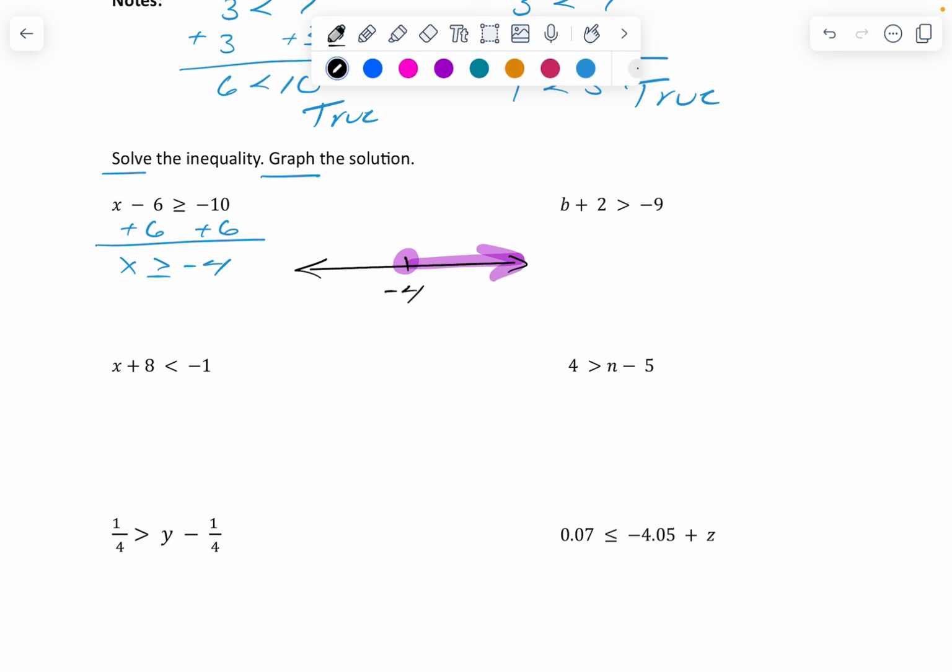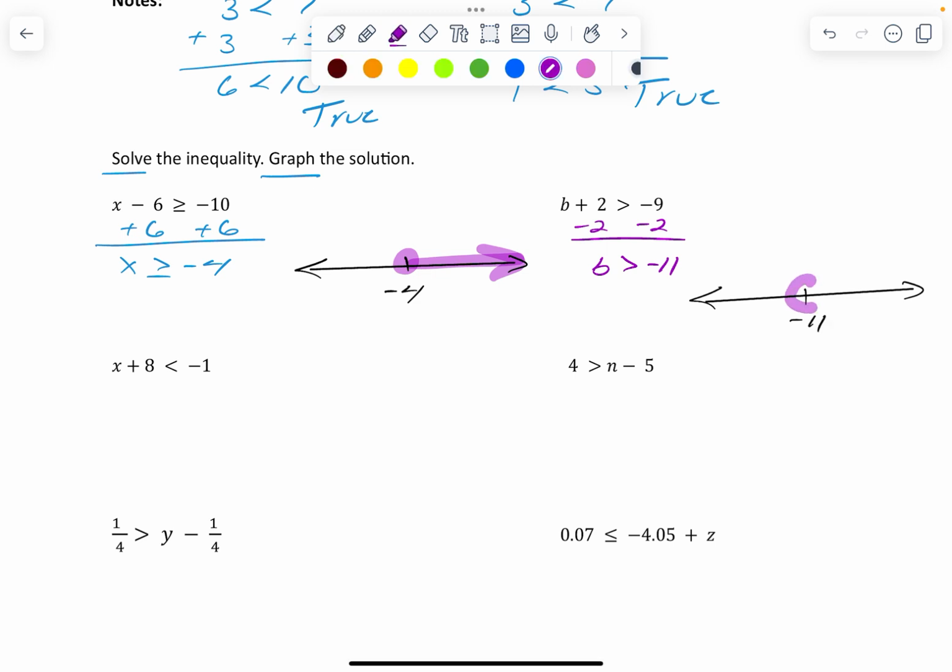Next example. We have -2, b greater than -11. So here we go, -11. Remember, this is an open circle and to the right.